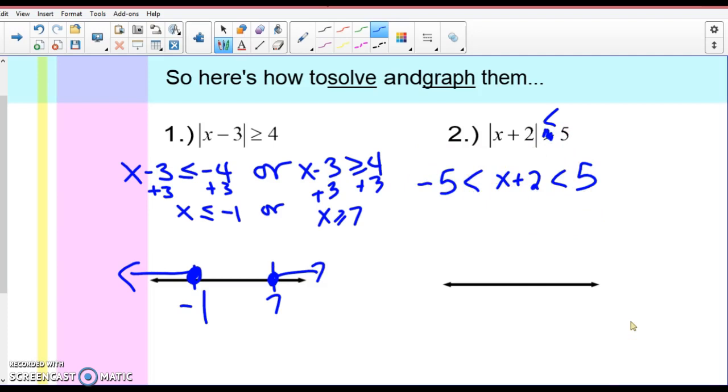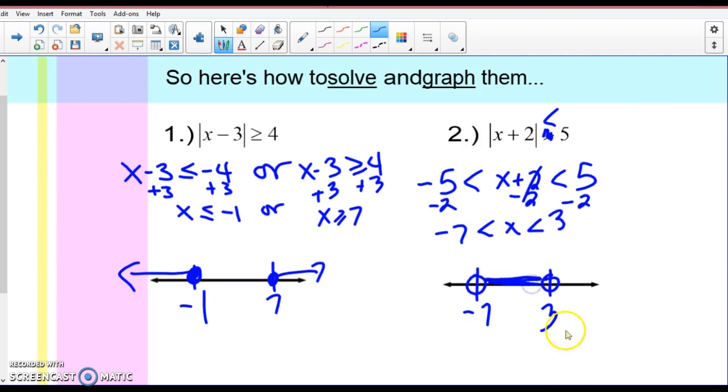Let's solve this bad boy. Subtract 2 from all 3 spots. So I get negative 7 is less than x, and that's less than 3. So here we go, negative 7 and 3. What kind of circles am I going to have on negative 7 and 3? Open, because we don't have equal to. And where is the shading going to go? Between them. This means that every number that is between negative 7 and 3 will make that inequality true.